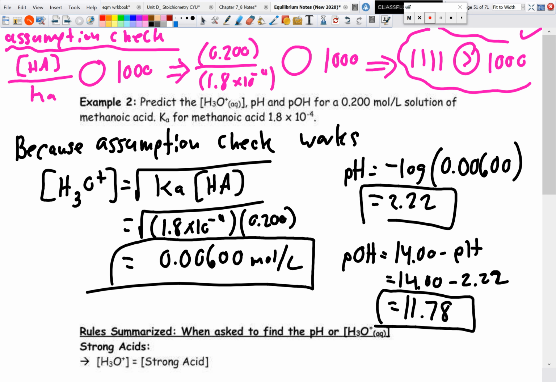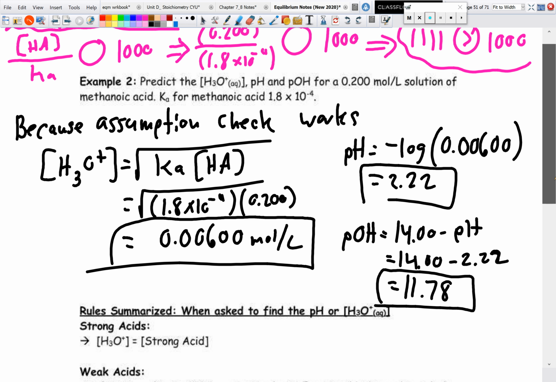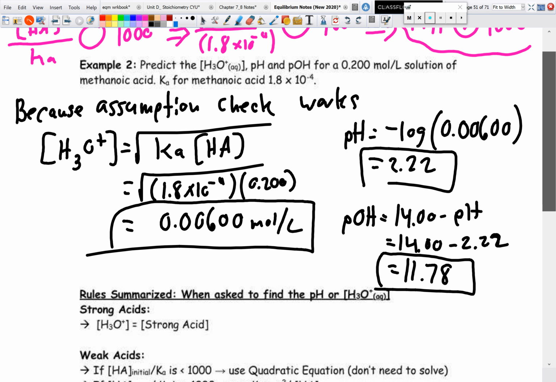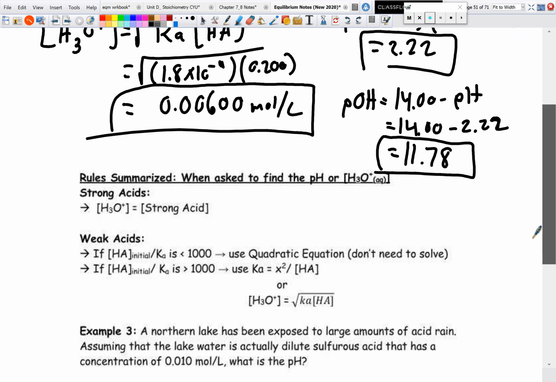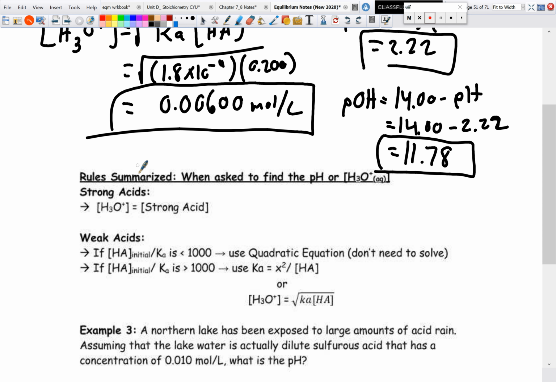So that is how we can use our assumption check to completely shorten the amount of work that we need to do, but then also completely overhaul how we solve some of these questions. So really it comes down to just being careful what is the question asking, and of course solving it when it's done. So to summarize right here, strong acids, we've done before, concentration of hydronium is equal to that of the acid. So weak acid, you need to do the assumption check.